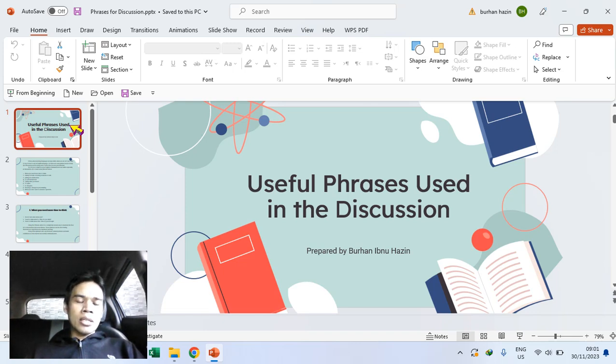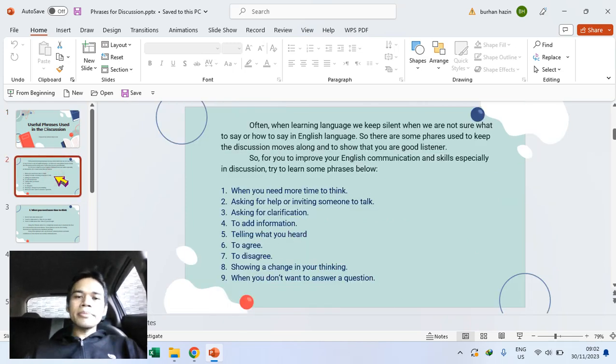Today in this 8th meeting we're gonna discuss together about usable phrases used in the discussion. Basically, what we're gonna discuss today has a relationship with what had been discussed before the exam. We discussed together before the exam about the GD or group discussion. So today we're gonna learn about the usable phrases or important phrases used in the discussion. Alright, are you ready? Okay, so let's start.